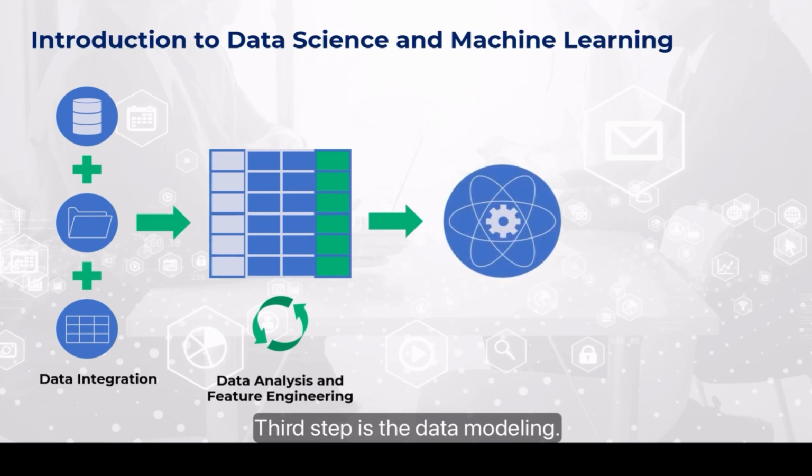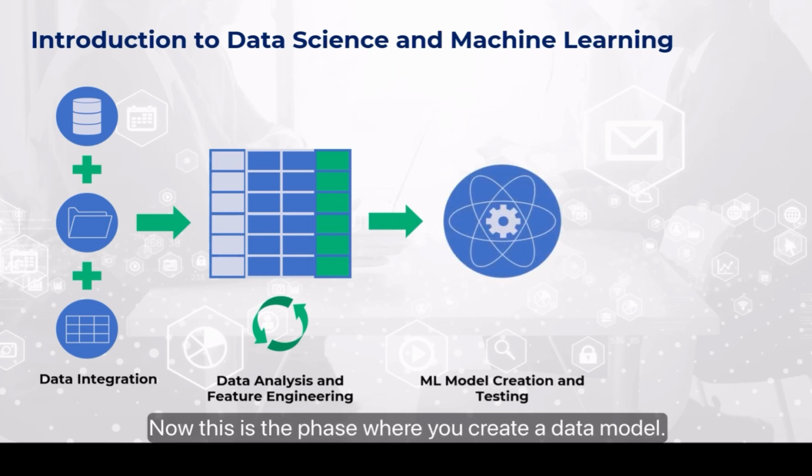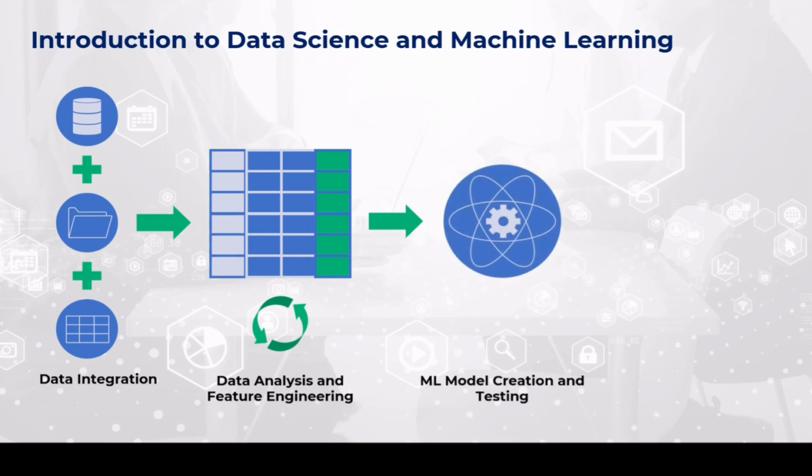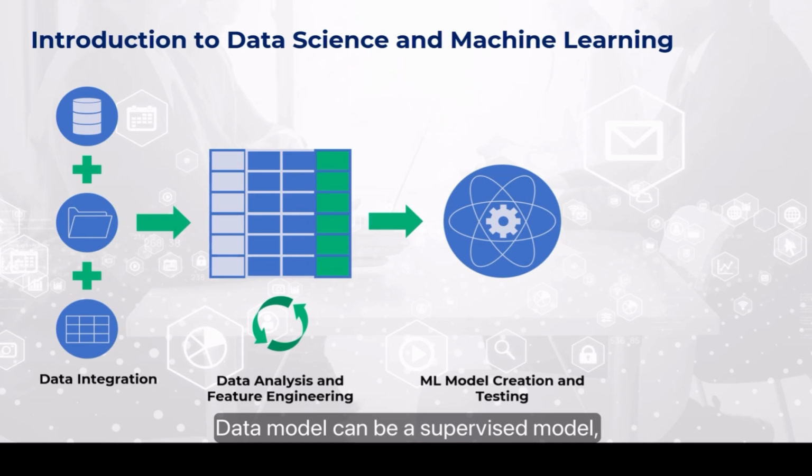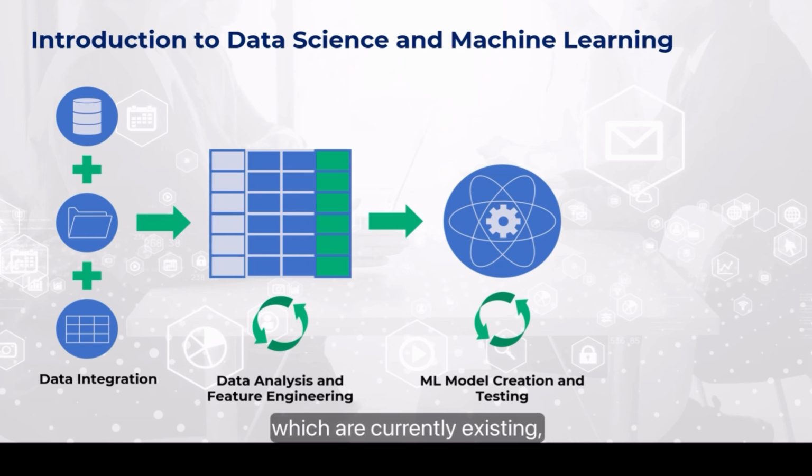The third step is data modeling. This is the phase where you create a data model. A data model can be a supervised model, an unsupervised model, a classification model, or a regression model. There is a complete horizon which will open up to you when you go down to the modeling. There are many algorithms currently existing, and depending on the problem statement, you will choose your algorithm.